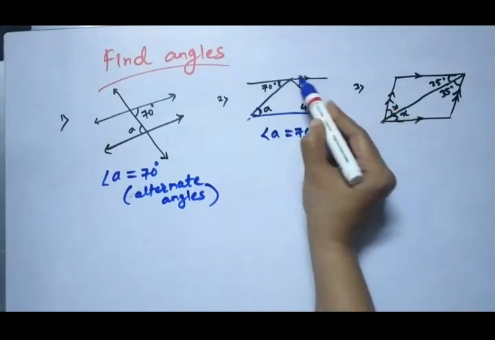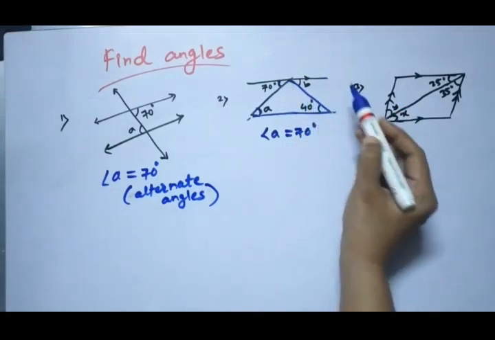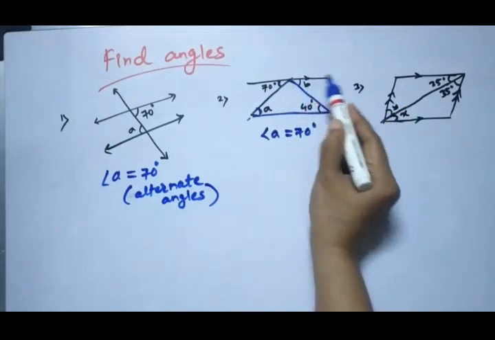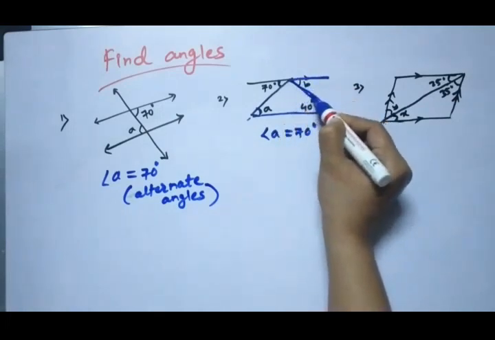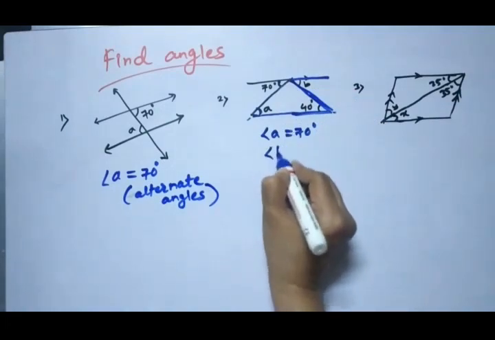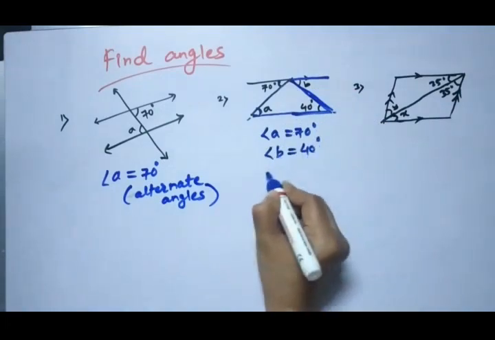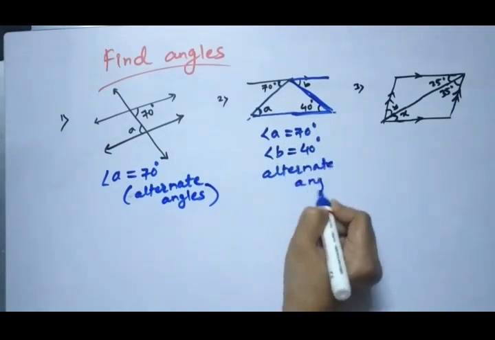In the same way, because of this parallel line, a transversal line acts here. So this and this are making, I will highlight this, a shape like this. This is again an alternate angle. So you can say angle B is equal to 40 degrees. The reason is alternate angles, and alternate angles have equal measures.